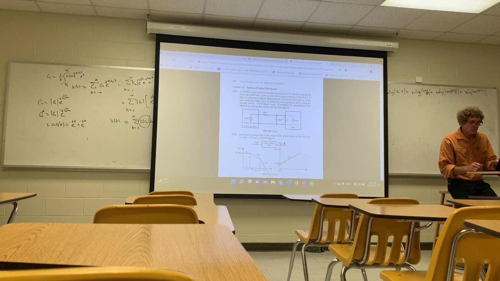This is from 321. It says a 10 megahertz clock has an oscillator that goes from 0 to 5 volts with rise and fall times of 20 nanoseconds and a 50% duty cycle, and it's connected to a system. You have a resistor and two capacitors in parallel, 50 picofarad and 20 picofarad. Determine the level of the 11th harmonic at the gate terminal.